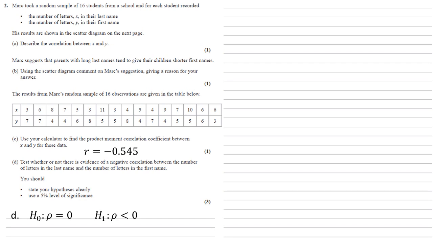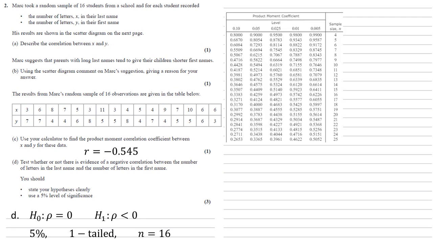Now looking at what we've got here, we are dealing with product moment correlation coefficient. We've got a 5% level of significance. It's one-tailed because we're just going down the negative side. And our n, our number of observations, are the 16 that are given in the table. Using this, we're going to look at the table which will be given to us for our product moment coefficients. We've got the 5%, we've got the n equals 16. So looking in the 0.05 column, and the rho for n is 16, we get 0.4259. So our critical value is plus or minus 0.4259.